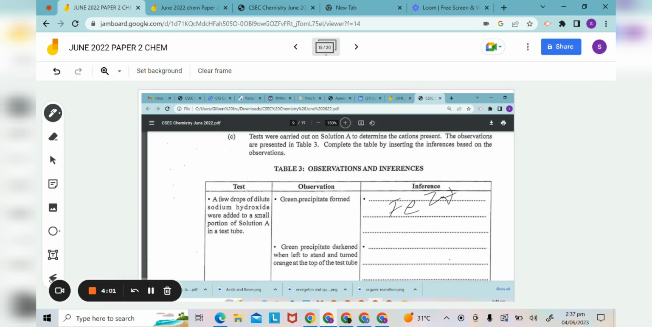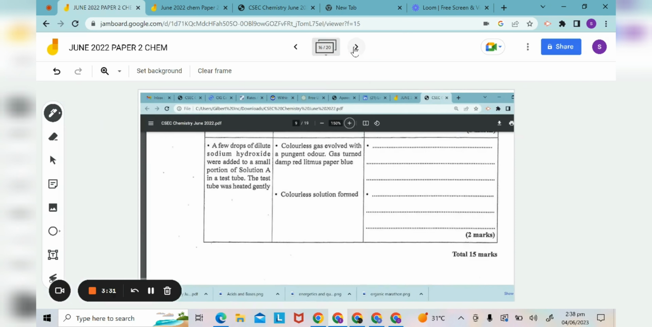Now, something interesting here. The green precipitate darkened when left to stand and turned orange at the top. Now, the only thing I can surmise from this is that the iron 2 was oxidized to iron 3, right? And iron 3 actually has a brownish color. And it may be seen as orange in this case. So the iron 2 is being oxidized there, I would suppose, to give you that.